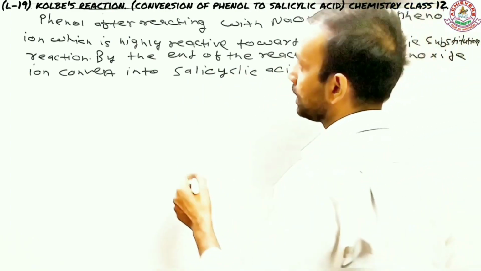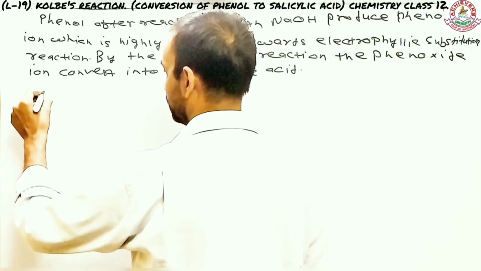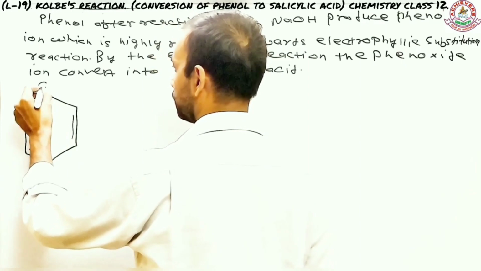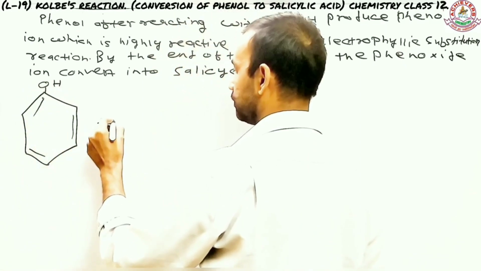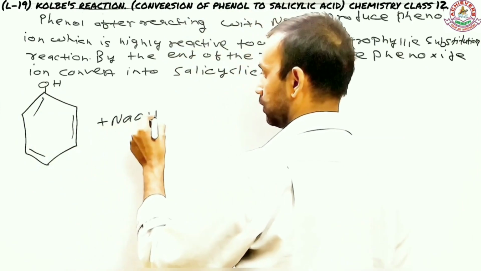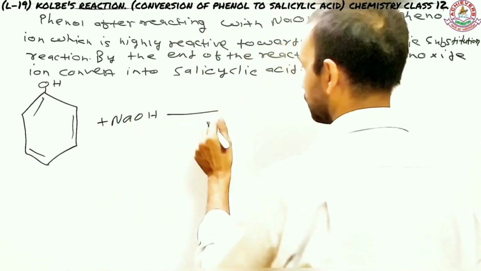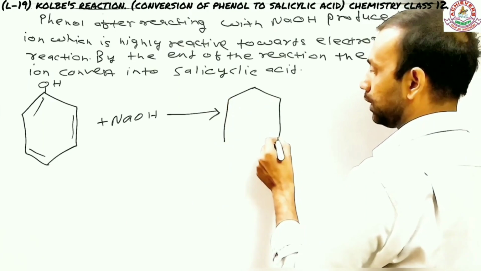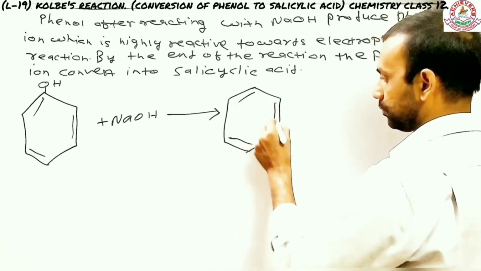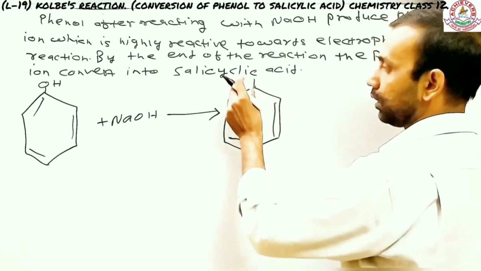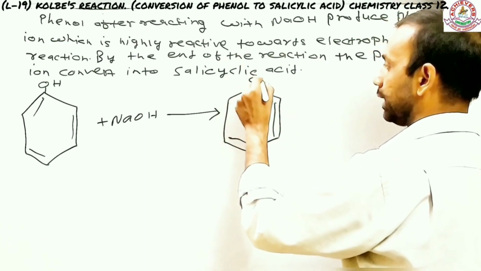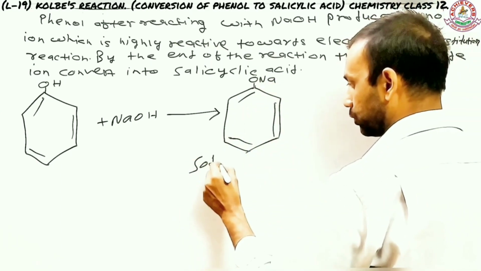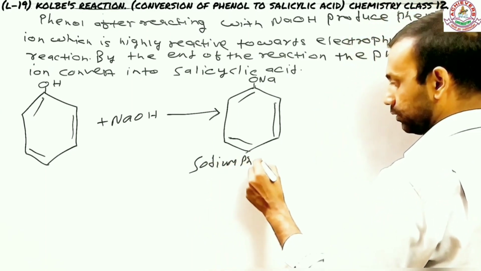Now let's go with the equation of what this Kolbe reaction is. So like most of the things I have already mentioned, phenol reacts with NaOH, and after it reacts with NaOH, it produces phenoxide ion. And what phenoxide ion is? This is what phenoxide ion is, ONa. In case you need to know, this is called sodium phenoxide.